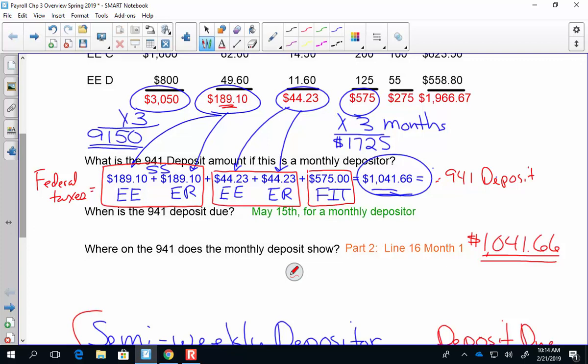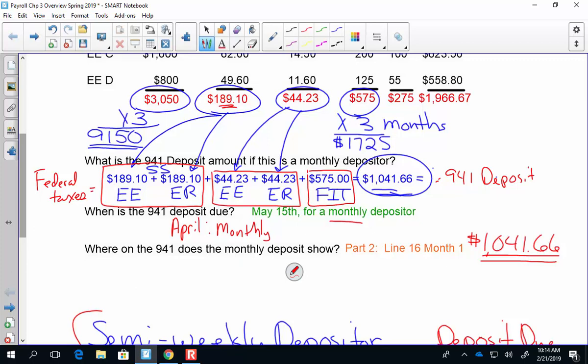Now, this is an April payroll, and this is a monthly depositor, and I've got that mentioned here. So that deposit, which you'll also be responsible for, is due on the following month's 15th day. And obviously, if the 15th day lands on a Saturday or Sunday, you have until Monday to make that deposit. And if Monday is a holiday, then it goes to the Tuesday date. So be aware of that requirement, not only computing the amount, but also when it is due.